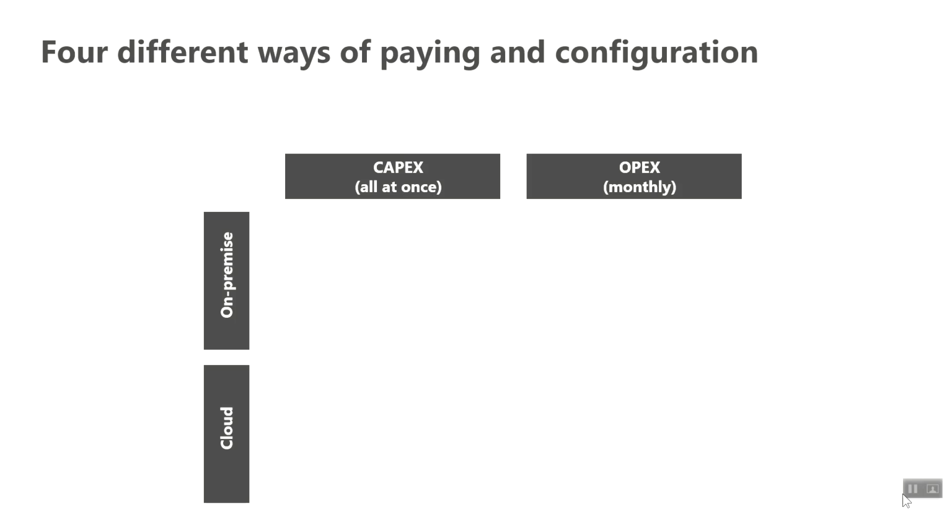Also, there are 4 different ways of paying and configuration. You can pay everything at once as a capital expenditure, or you can pay monthly or yearly as an operating expense. Also, the way you pay depends on the solution that you choose, whether it's on your own server or on-premise, or if it's cloud version, which would in that case be based on the Microsoft Azure cloud that's based in Germany.